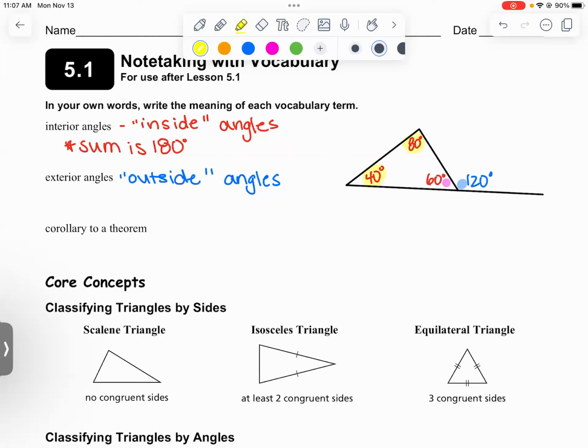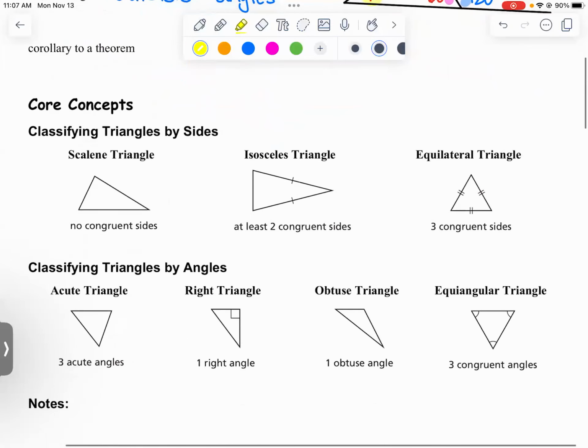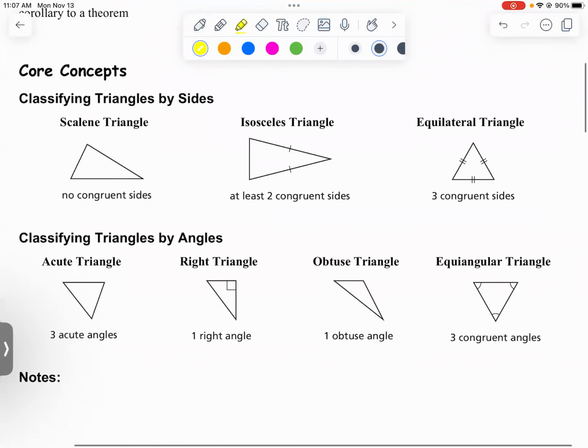Hey, no proofs until after Thanksgiving. Yeah, that's a week and a half.